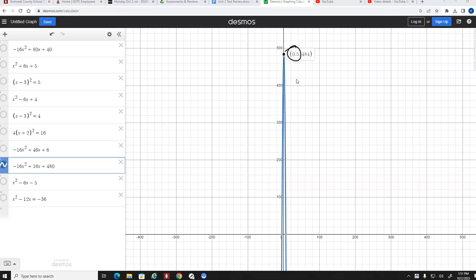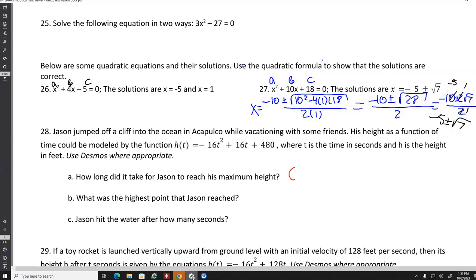For the second question, it says, what was the highest point that Jason reached? Again, this is your maximum right here. So the highest point in feet, because this is seconds and this is feet, was 484 feet. And then Jason hit the water after how many seconds? It would be landing right here in the water, which is 6 seconds. So these are your answers. First one was 0.5 seconds. Second one was 484 feet and 6 seconds.